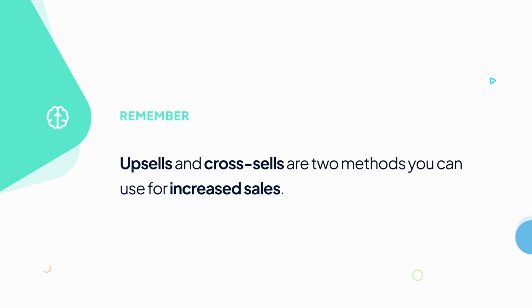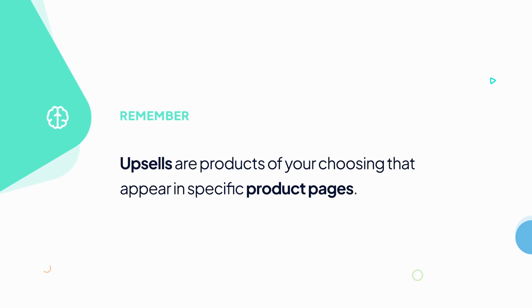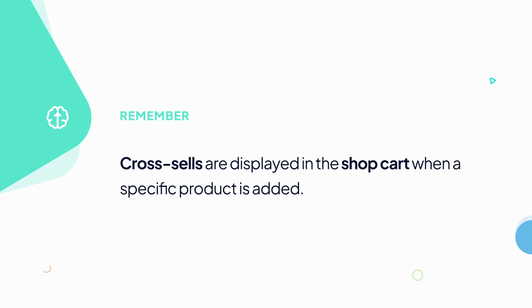Now, some key takeaways from this short lesson. Upsells and cross-sells are two methods you can use for increasing your sales. Upsells are products of your choosing that appear in specific product pages, while cross-sells are displayed in the shop cart when a specific product is added. And that's a quick look at upsells and cross-sells.